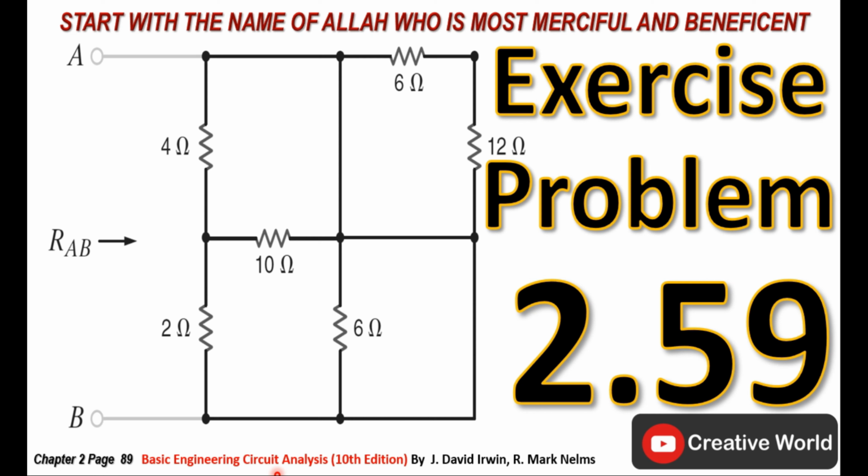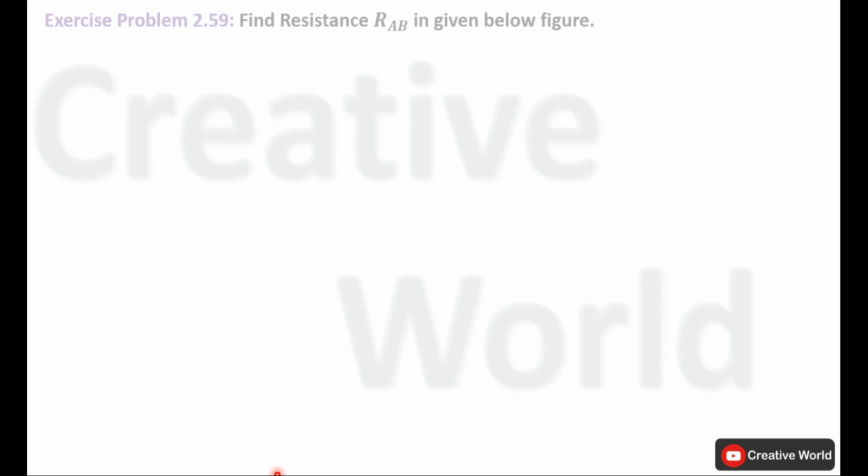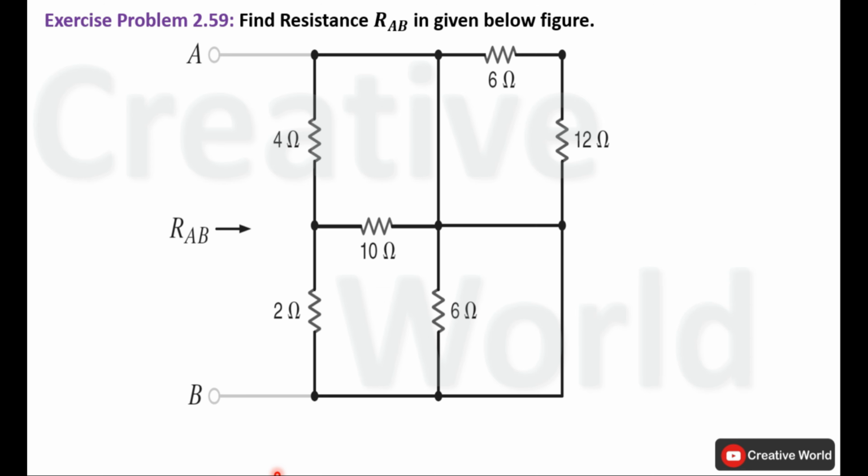Welcome to Creative World. In this video, we will solve Chapter 2 exercise problem number 2.59. The problem states: find resistance RAB in the given figure. This is the circuit diagram of the given problem. We have to find the resistance between these two points labeled as RAB.